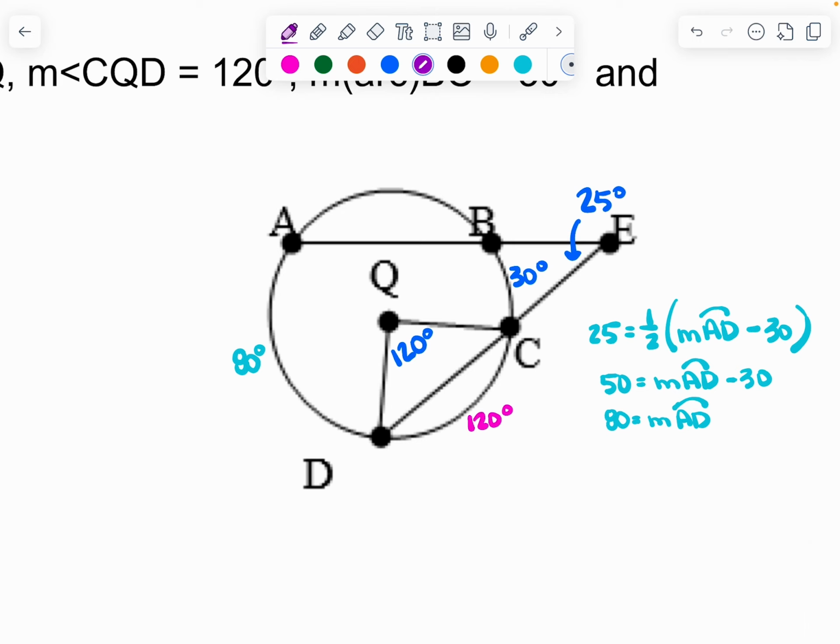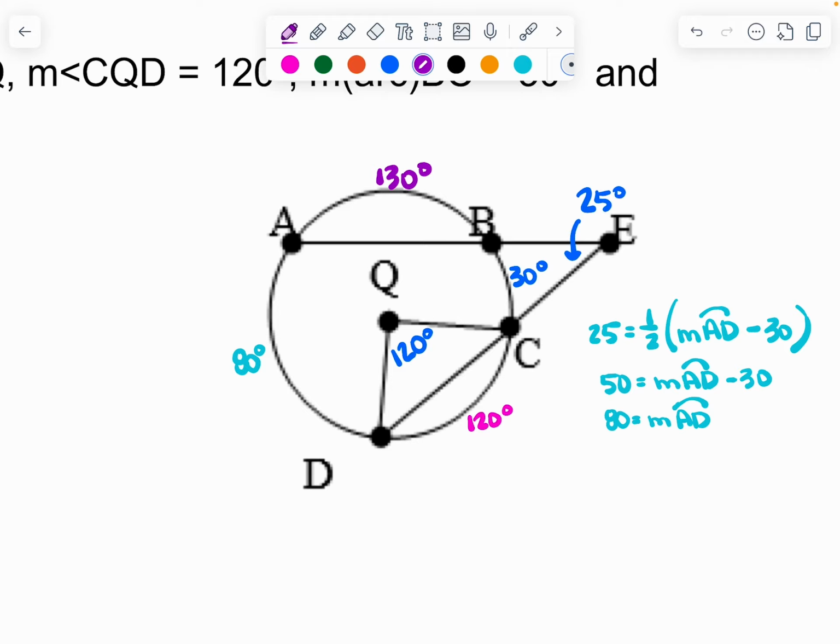And so really the only thing I have left to find is arc AB, and he's just the rest of the circumference, right? Because we have all the other arcs. So I just need to subtract. Let me grab my calculator because I don't feel like doing that in my head. I'm going to take 360. I'm going to subtract 30. I'm going to subtract 120. And I'm going to subtract that 80 we just found. And that gives me 130 degrees for this arc right here.